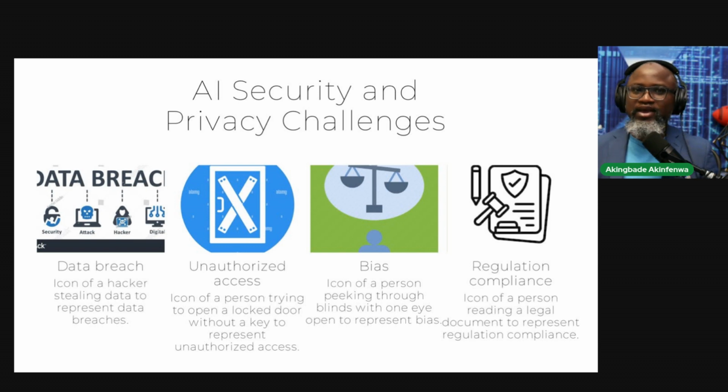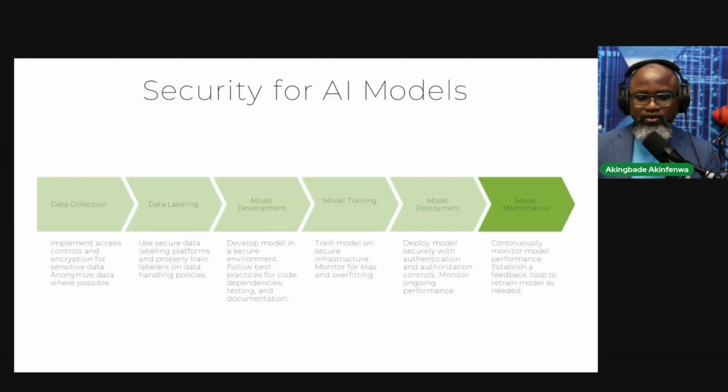What are those challenges right now that we've seen out there? Of course, we can all agree data breaches is a big one, unauthorized access in general, the bias in general in terms of the model. Then, of course, the big one, regulatory compliance, is always a big one for us too as a whole. In general, some key security best practices for those models. Of course, we have the data collection where we implement access control, encryption for sensitive data, and anonymizing that data where possible. Then data labeling, how do we ensure we have a best practice securing the labeling platform in general? And how do we train labelers on data handling processes? We should have policies, procedures, guidelines in general.